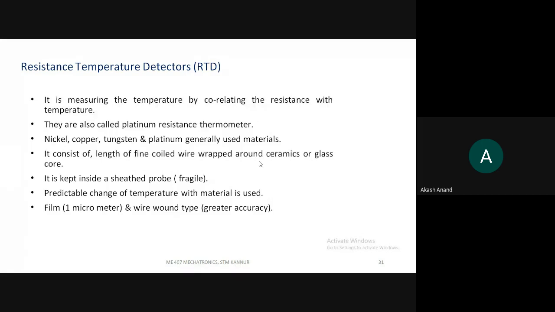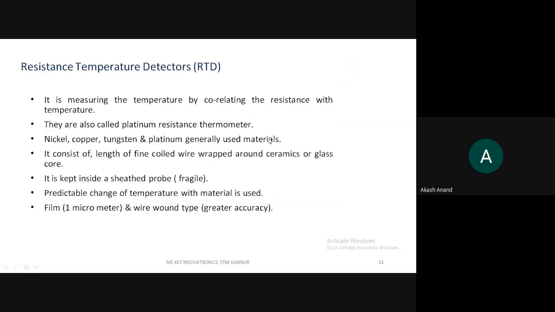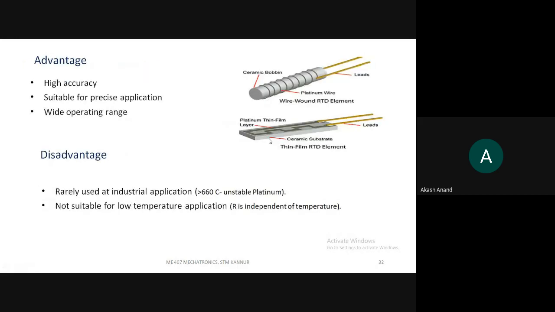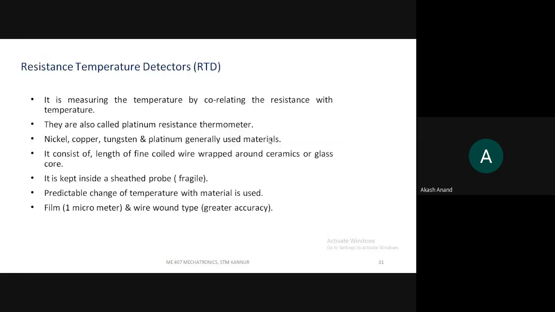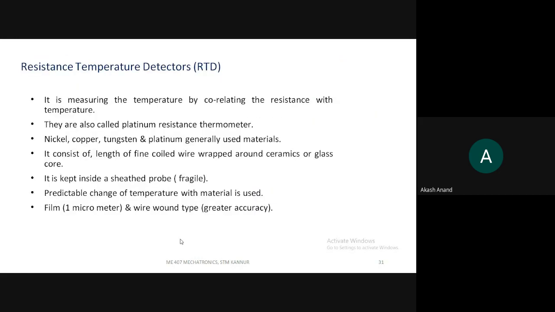And I already told there are two types. One is the film type and the other is the wire wound type. The total thickness of the film is nearly 1 micrometer. You can imagine how thin it is. And the wire wound type shows comparatively higher accuracy.